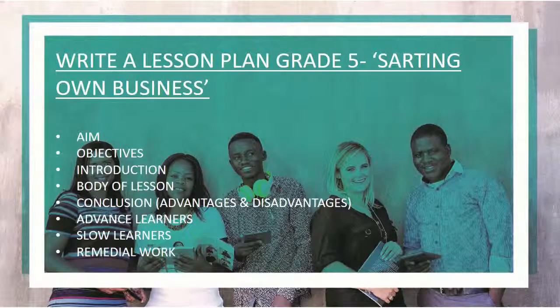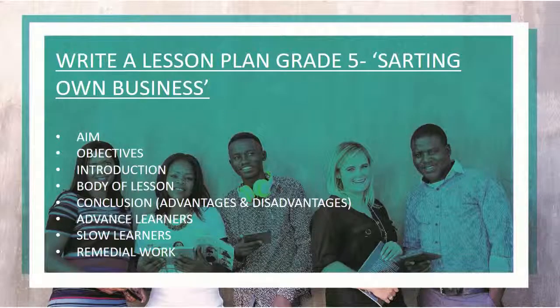Now let's just go to number 1, the aim. Now what is the aim of the lesson? Let me take an example. Now you are talking about entrepreneurship, you're talking about your own business. Now what is the aim when you want to start your own business? Your aim can be to teach the children how to start their own business, and why it is important to have your own business.